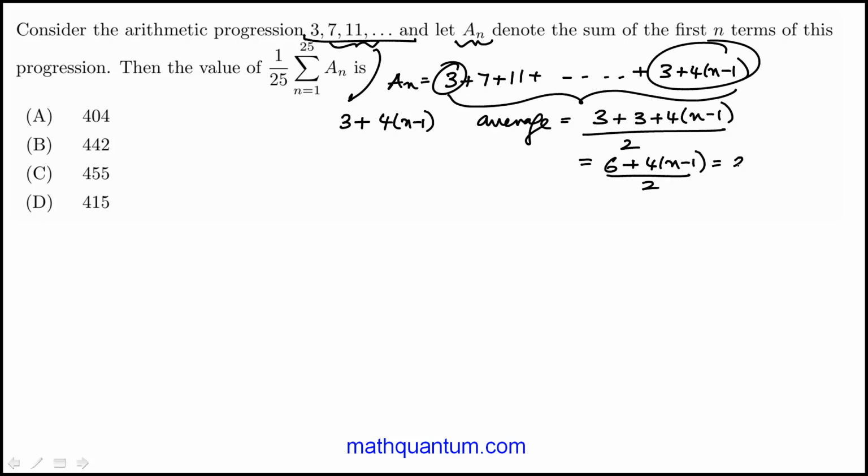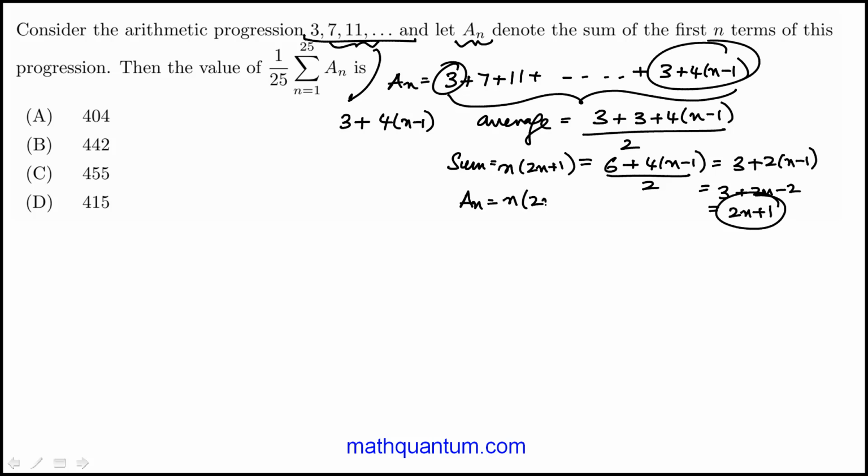So the average is 3 plus 2 times n minus 1. I can expand that, and that becomes 2n plus 1. And that means the sum would be the number of terms times that. So n times 2n plus 1. So a sub n is this. And you can check that.